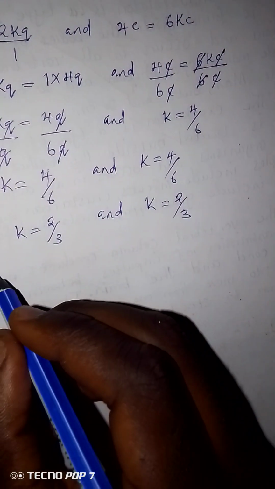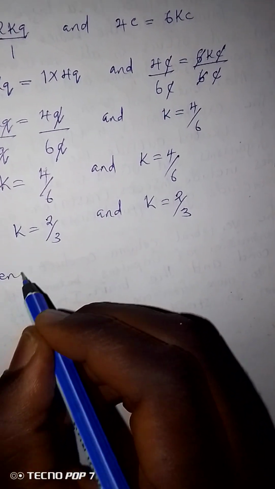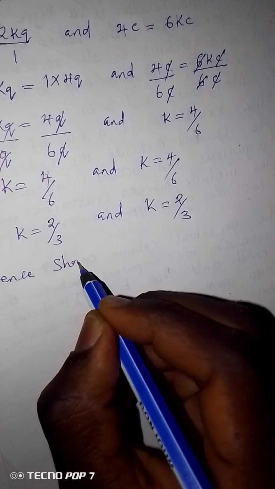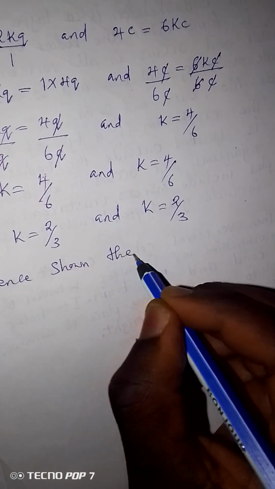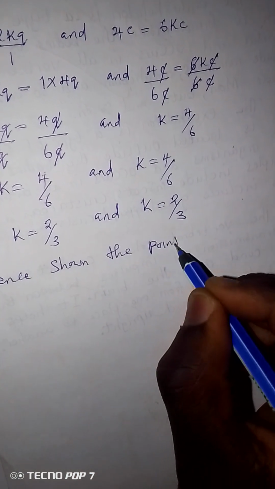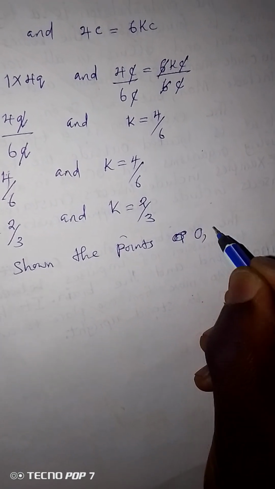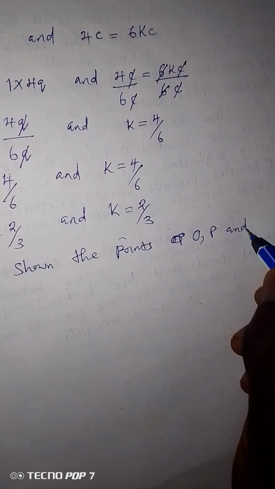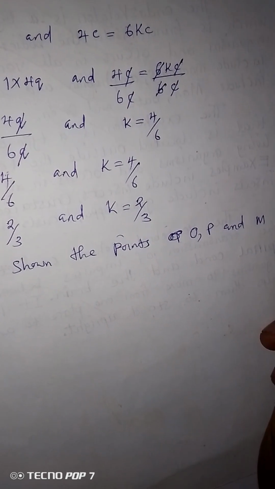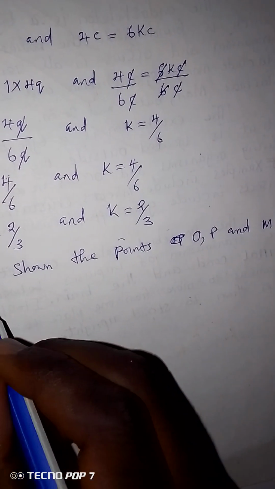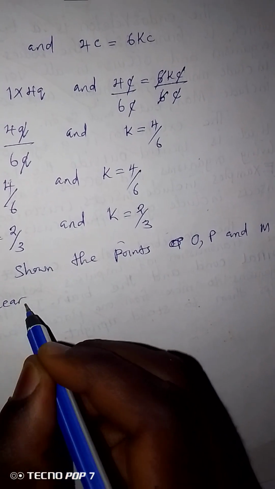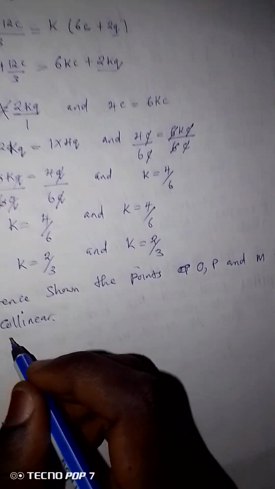So then you say, hence, shown the points O, P, and M are collinear. You are done. That's the method I use as for me.